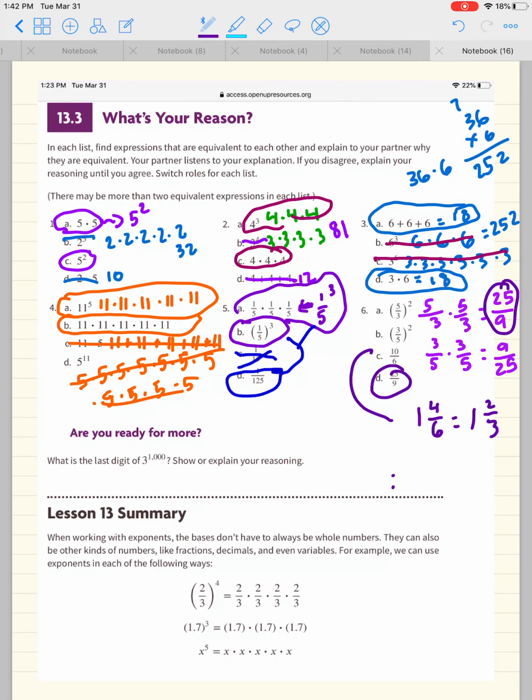Okay, so I'm just going to go through this little sliver of the lesson summary with you guys. It says, when working with exponents, the bases don't always have to be whole numbers. They can be other kinds of numbers like fractions, decimals, and even variables. For example, we can use exponents in the following way. And it gives us this example of 2/3 to the 4th power as being 2/3 times 2/3 times 2/3 times 2/3. And it also gives us a decimal example, 1.7 to the 3rd power, which is 1.7 times 1.7 times 1.7. And then we have x to the 5th, which is x times x times x times x times x.